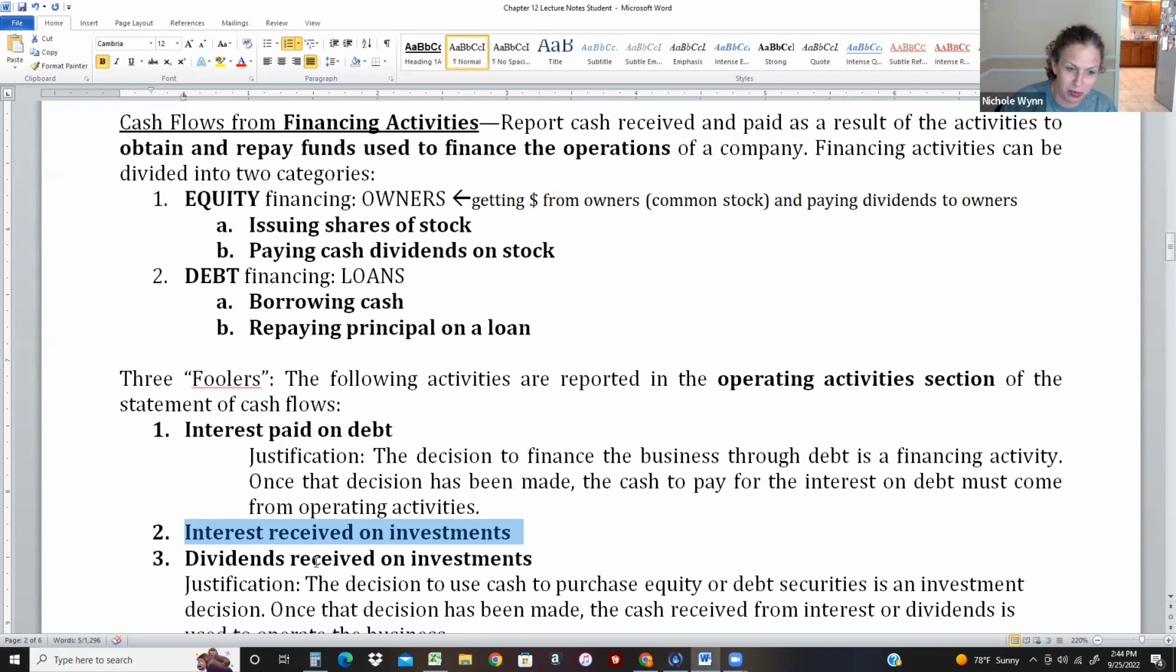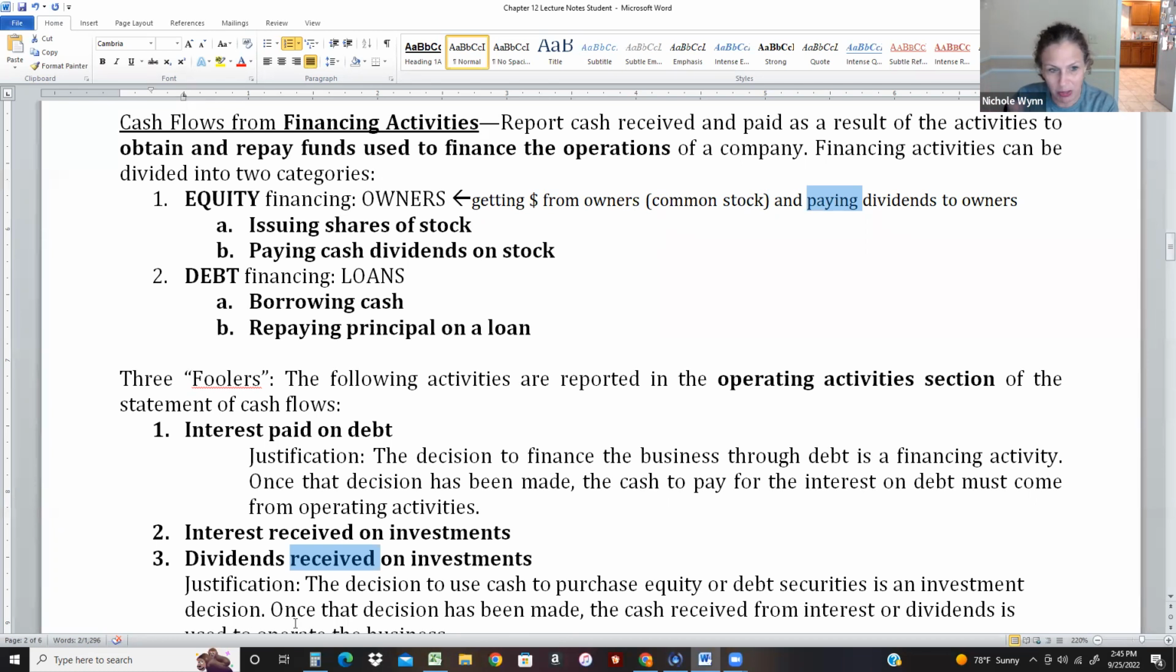And then dividends received is different than dividends paid. When you pay a dividend, you pay it to your owners. But when you receive a dividend, it's on your investments. So students want to put it in any other section but operating, because if you're paying dividends, you put it in financing, and if you're receiving dividends, you get them from your investments, so you want to put it in investing. But dividends received goes in operating. The reason is you receive those dividends on a day-to-day basis and you can use them for operations.